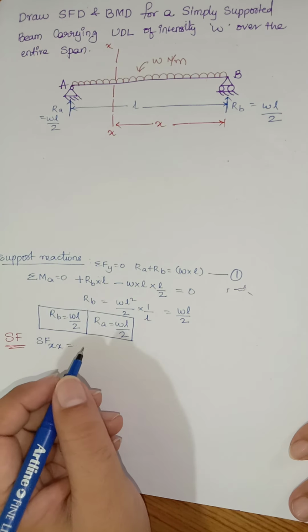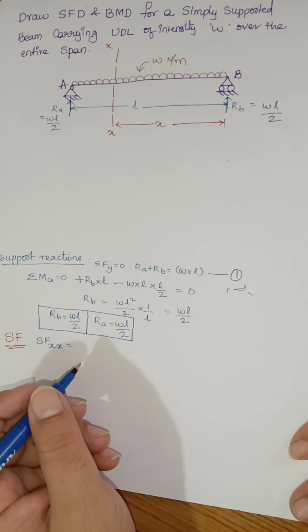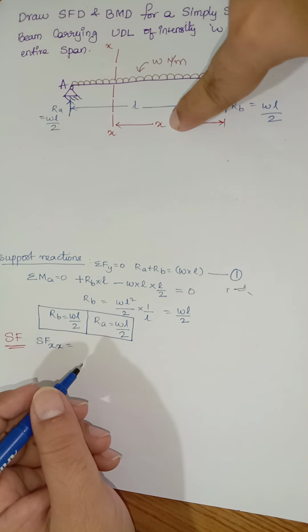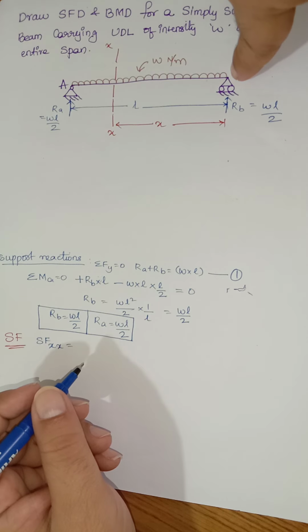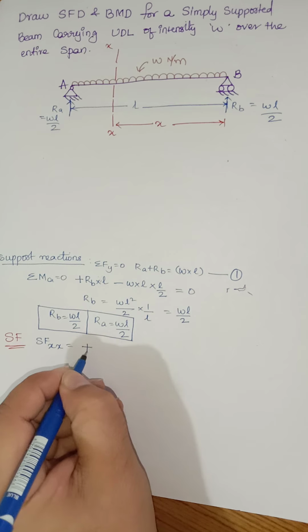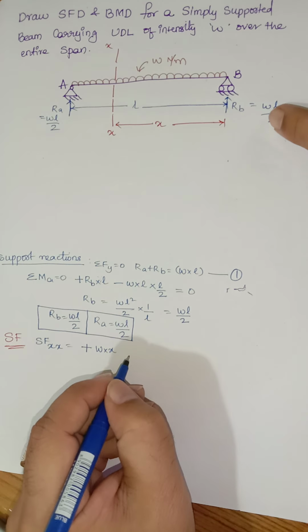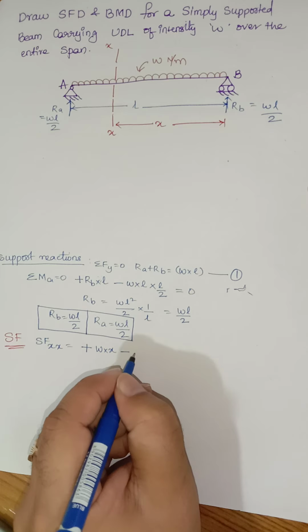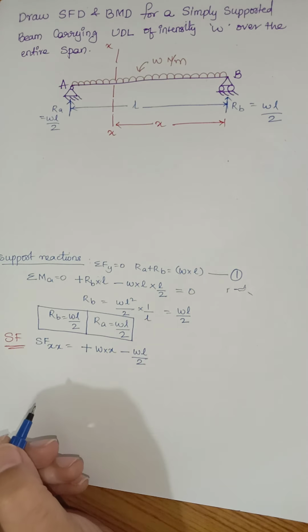Now shear force at any section XX will be equal to the algebraic sum of all the unbalanced forces towards the left or right side of the section. So this will be W multiplied by x. The intensity of load which is acting towards the right side of the section, for UDL, will be W multiplied by x. So this is plus W multiplied by x, and RB, which is minus WL divided by 2.